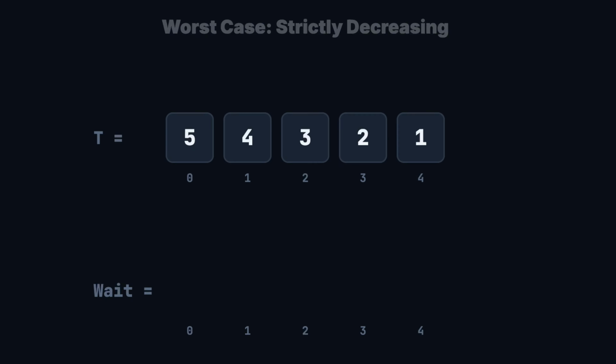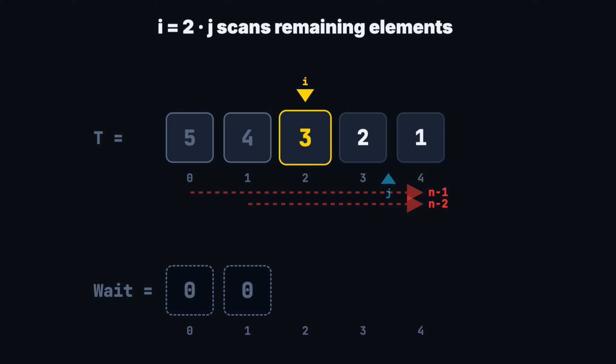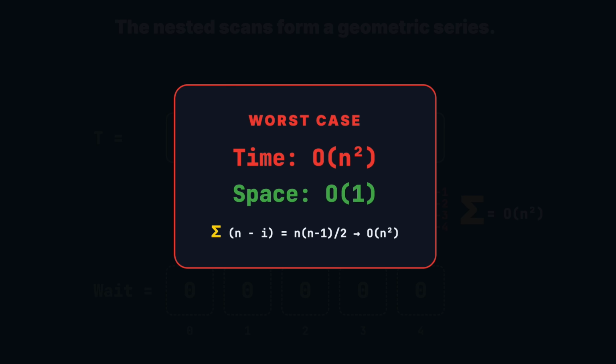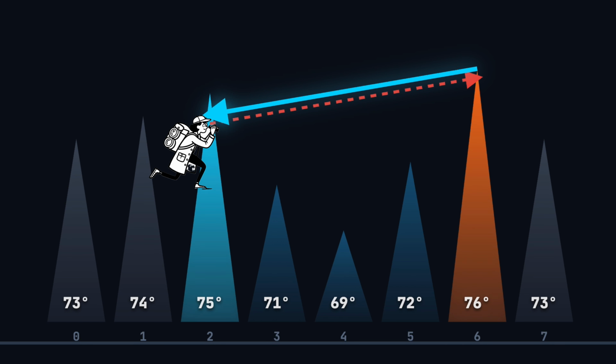This is especially bad when temperatures are strictly decreasing. In that scenario, every single day scans all the way to the end of the array and finds absolutely nothing. So what if, instead of naively rescanning forward, we look backward as we process each day?